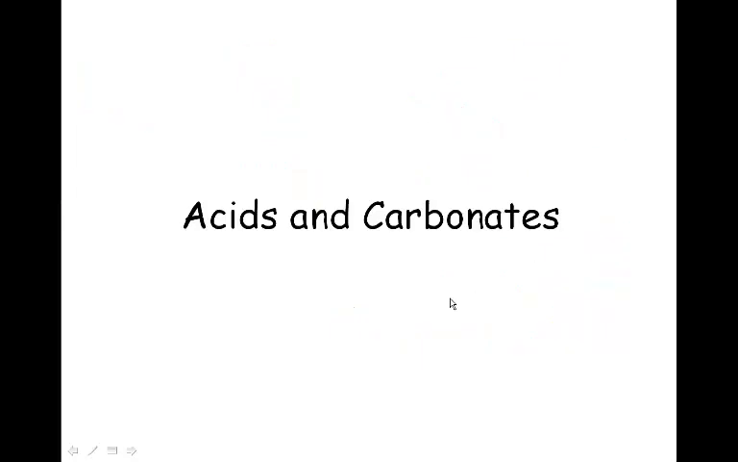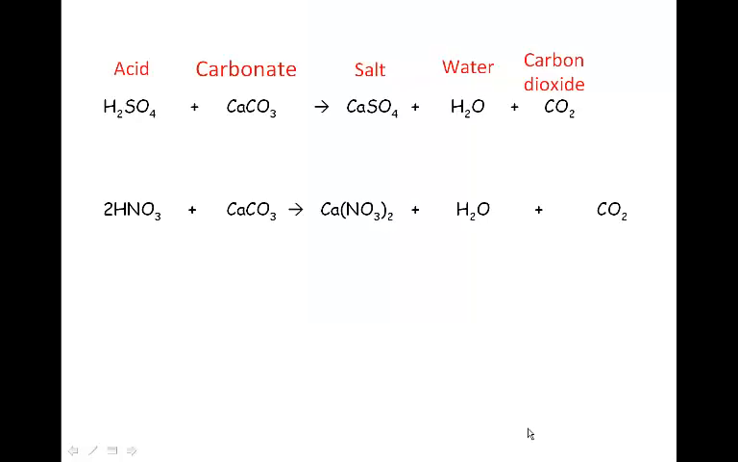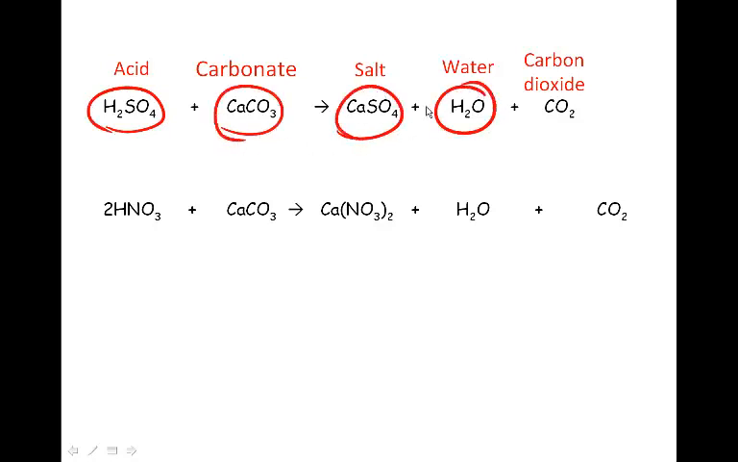Acids and carbonates. Okay, so here's what an acid-carbonate reaction looks like. We've got the acid sulfuric acid reacting with calcium carbonate, and we get a salt and water. This is almost like an acid-base neutralization reaction, except you get one more thing here. You get carbon dioxide. And so when you put an acid on limestone or on any of the carbonates, you'll actually see a fizz, and the fizz is carbon dioxide gas being given off.